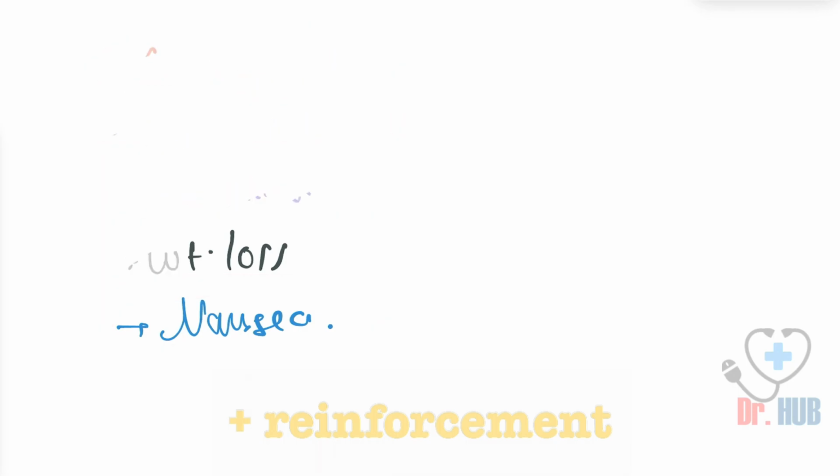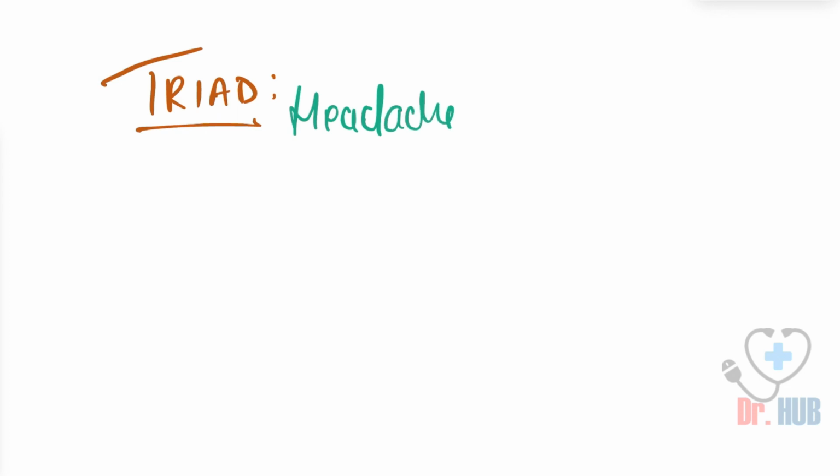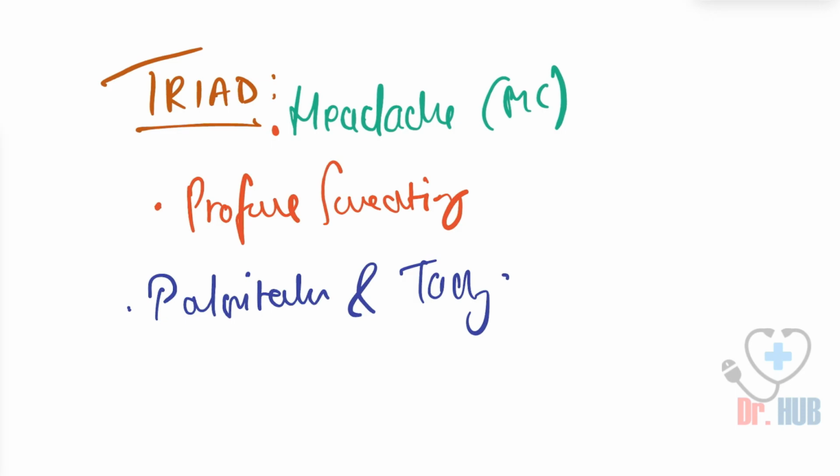Now we'll be answering our question. We asked just one question: what is the classical triad of the pheochromocytoma? This includes the presence of headache. The headache is the most common feature. Then there is also profuse sweating, and after profuse sweating, there is also palpitation and the presence of tachycardia.